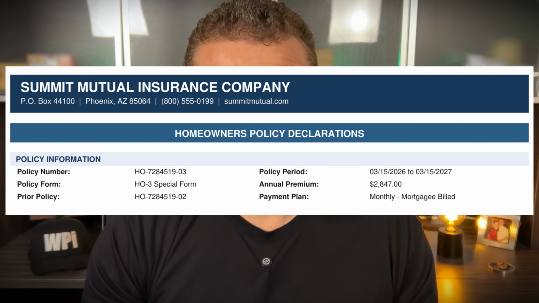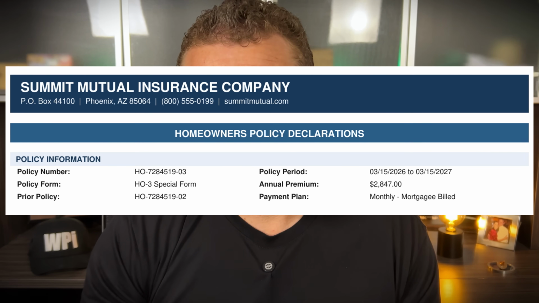You'll also see the policy form listed here. On a homeowner's policy, one of the most common forms is an HO3, the special form. That tells you what type of coverage structure you have. HO3 covers your dwelling on an open peril basis, which means everything is covered unless the policy specifically excludes it. Your personal property under an HO3 is covered on a named peril basis, which means it's only covered for the specific causes of loss the policy lists.